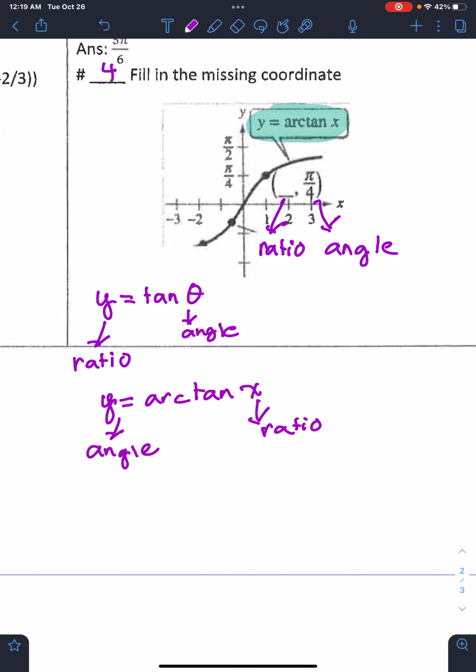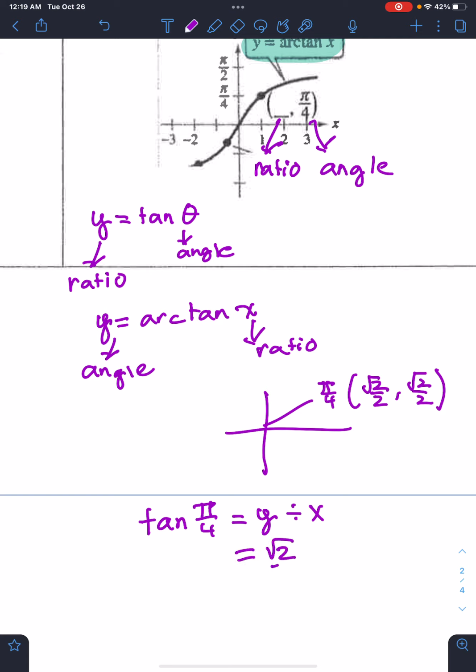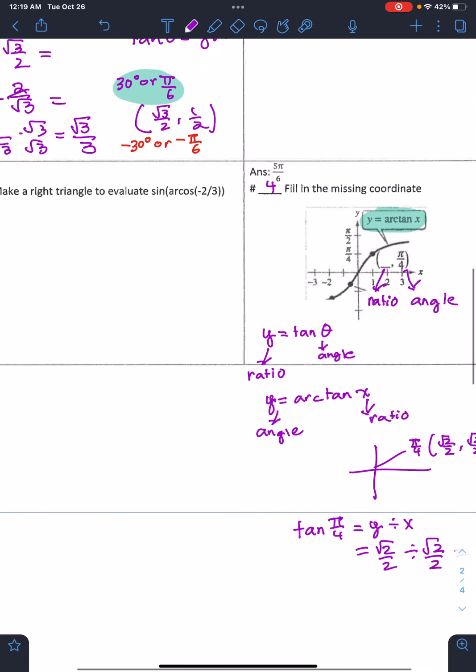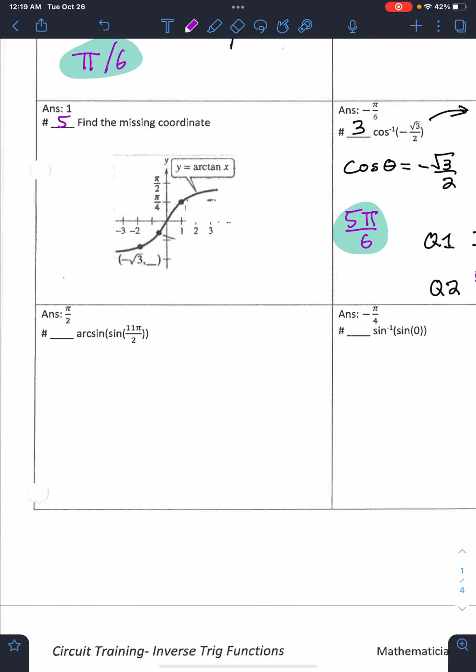So what we're doing now is we're asking ourselves, when our angle is pi over 4, what is the side ratio for tangent? So if we look at our unit circle, pi over 4 is square root of 2 over 2, comma square root of 2 over 2. So if we use our definition of tangent, that's y divided by x, do we see that that's just the square root of 2 over 2 divided by the square root of 2 over 2, which is just 1. So our next answer should be there at 1. That's going to be this one right here.